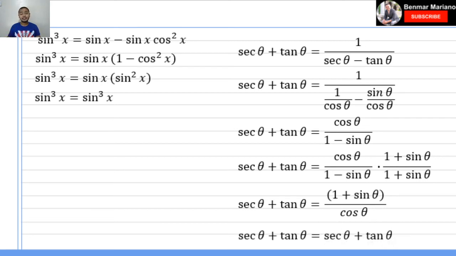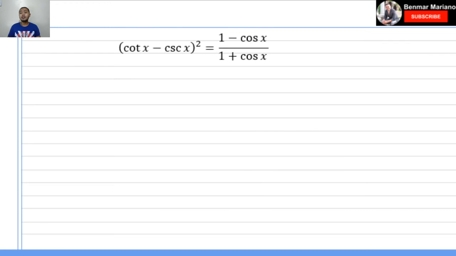Down to our last example. So we have here the quantity of cotangent x minus cosecant x squared is equivalent to 1 minus cosine x all over 1 plus cosine x. Say for example, Sir Ben, on the right side of the equation, we cannot do anything simply because it's already expressed in terms of sine and cosine. Yes, you're correct. It's already in the lowest term.